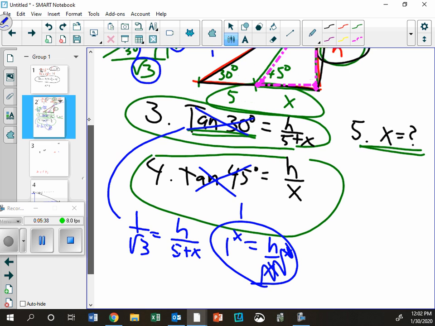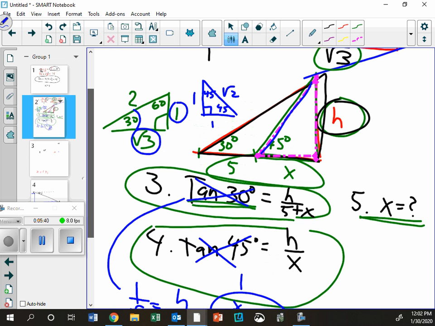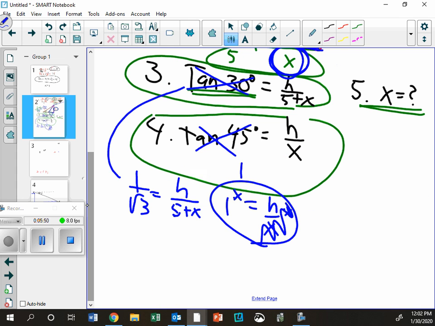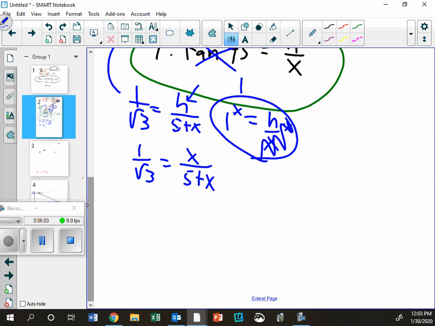And some of you might have even noticed this was a 45, 45, 90 triangle. So shouldn't these sides be the same as each other because it's a 45, 45, 90? See what I mean? So it makes sense that h and x are the same. So if h is equal to x, then wherever h is, you can just put an x. 1 over root 3 is equal to x over 5 plus x.